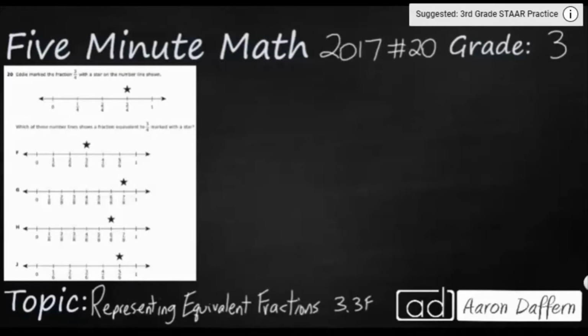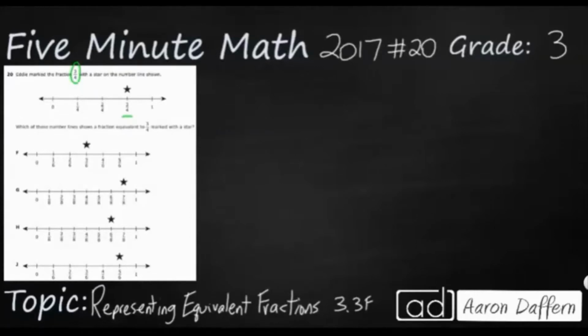So we have Eddie, and he is marking this fraction 3/4 with the star on the number line shown. Then we have different options, F, G, H, and J, as to which one will be equivalent to 3/4. First, let's make sure we understand what equivalent means. When you look at it, you can see it actually has the word equal inside there, E-Q-U-A-L. So we're looking for an equal fraction.